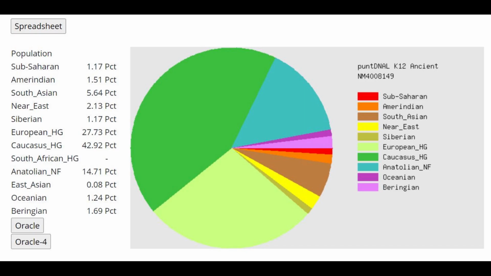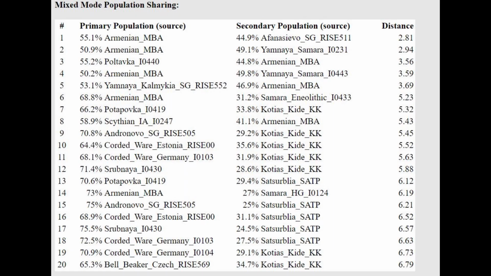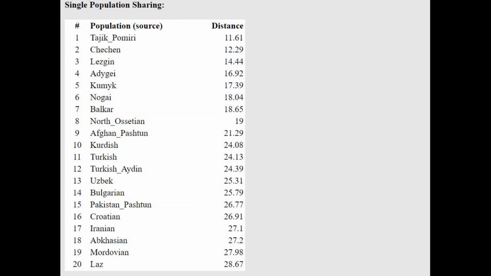This is what she scores with PanDNA K12. What makes her an outlier among all the Yamnayas, what makes her exotic, is the 14.7% Anatolian Neolithic ancestry that she's got. And because of this Anatolian ancestry, she's getting modeled as a mixture of Armenian Middle Bronze Age plus Yamnaya, or Armenian plus Afanasievo. So she's got some shift towards Armenia relative to the Yamnaya, the regular normal Yamnayas, right?